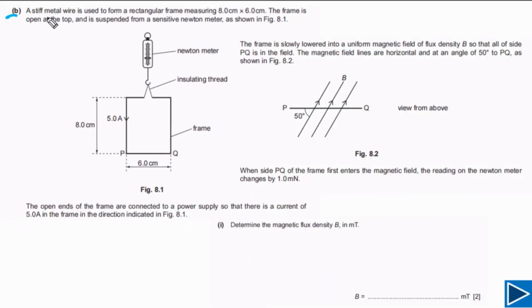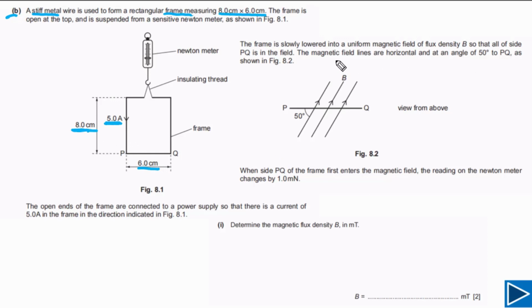For part B, it is given to us that a stiff wire is used to form a frame, and the dimensions of the frame are 8.0 by 6.0 centimeters. So one side of the frame is 8 centimeters and the other side is 6 centimeters. And the current in the frame is also given. Current is equal to 5.0 amps.